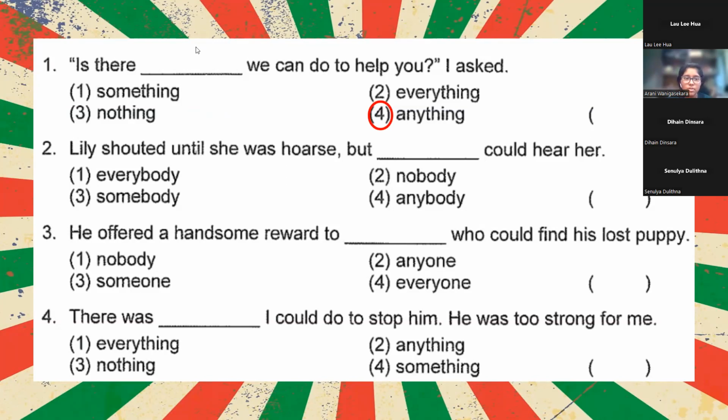You don't know the scope, or basically you don't know what that person needs help with, right? So you can say, is there anything we can do to help you? Yeah. Why is it not everything?